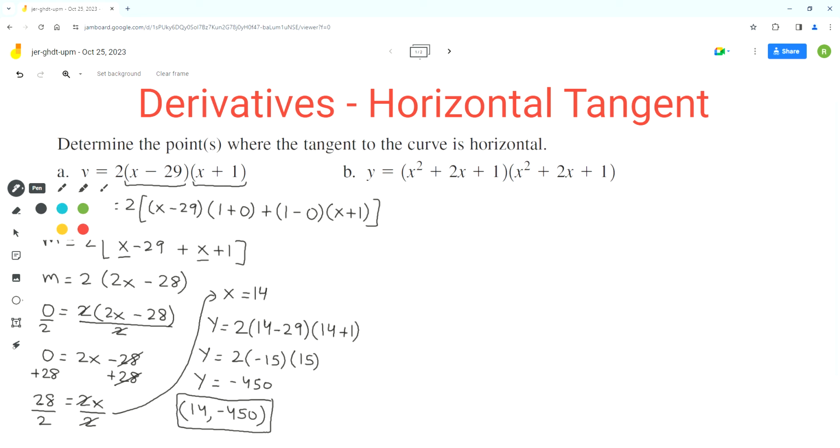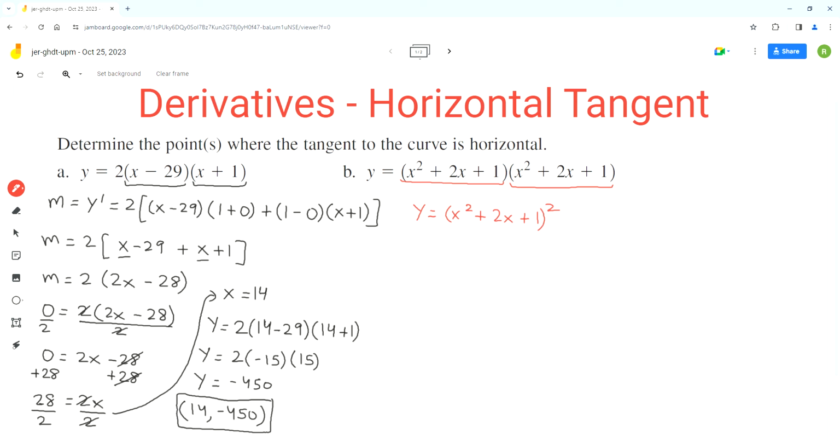Now we can analyze the curve in part B. Now in part B, we are given the equation of the curve, which is a product of two expressions that are the same: x squared plus 2x plus 1 times x squared plus 2x plus 1. Since they are being multiplied, we can combine them into a single expression and put a square on it. So we get y equals (x squared plus 2x plus 1), and then put a square on.